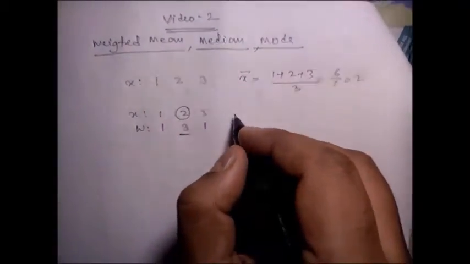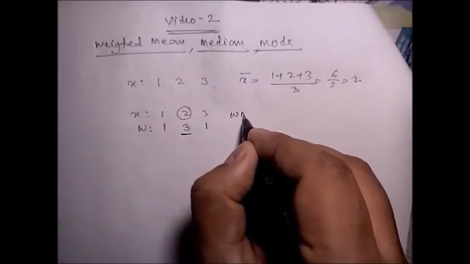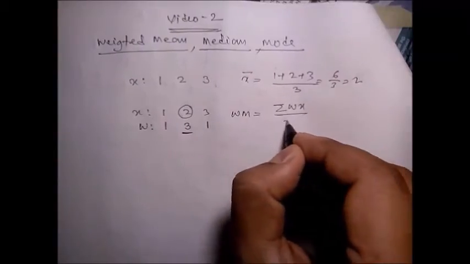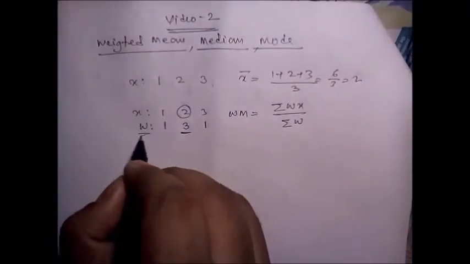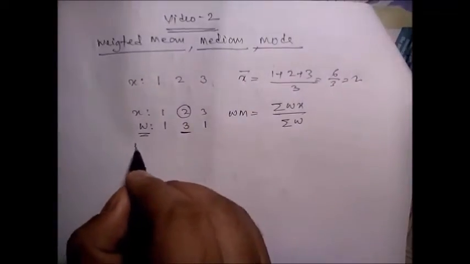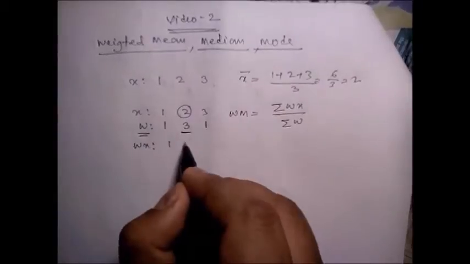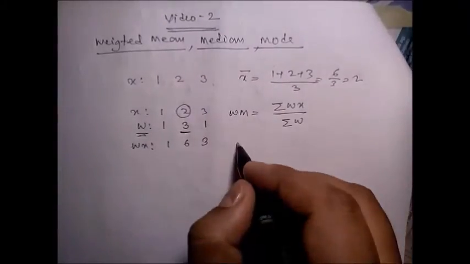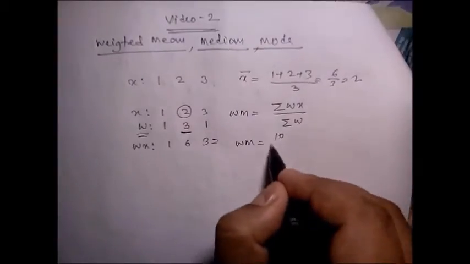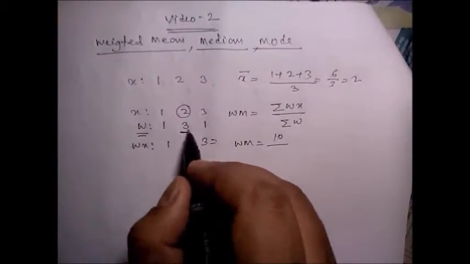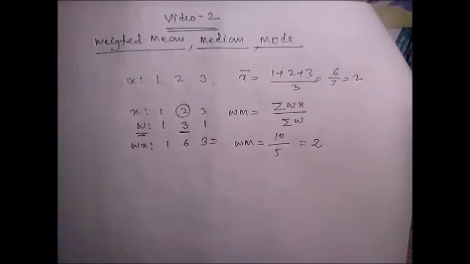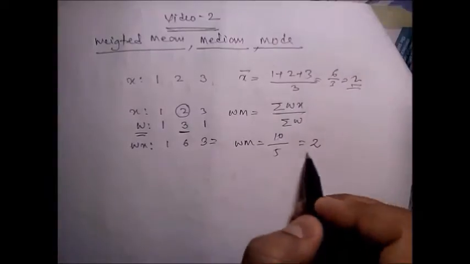To calculate the weighted mean, we use the formula summation of wx divided by summation of w. W is nothing but the weight. So you can calculate the summation of wx: it is 1, 6, 3. So the weighted mean for this particular data is the summation, 10, divided by the sum of weights, 5. Fortunately or unfortunately, both the values are the same.